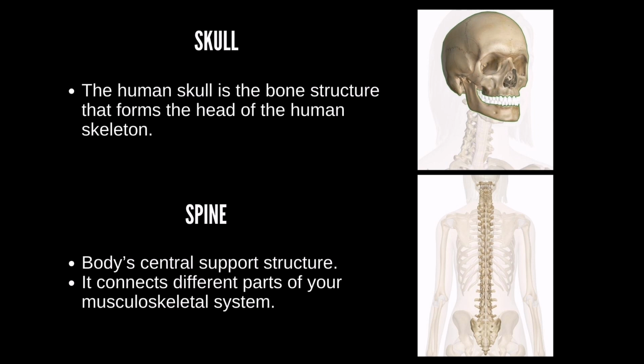Moving down to the spine, it is located from the base of your skull down the length of your back, going all the way to your pelvis. It is our body's central support structure, connecting different parts of your musculoskeletal system. So the spine helps you sit, stand, walk, twist, and bend.